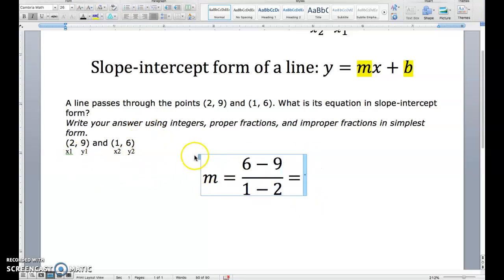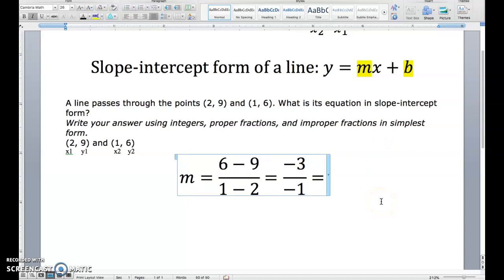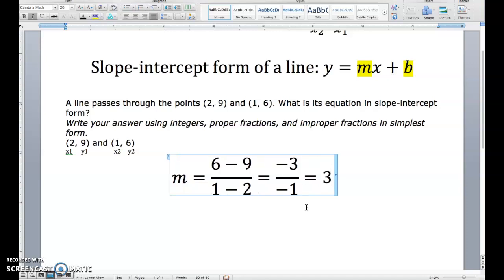6 minus 9 is negative 3. You could do that in your calculator if you want. 1 minus 2 is negative 1. Let's simplify this fraction, negative 3 divided by negative 1. A negative divided by a negative is a positive, so 3 divided by 1 is 3. So we found m.